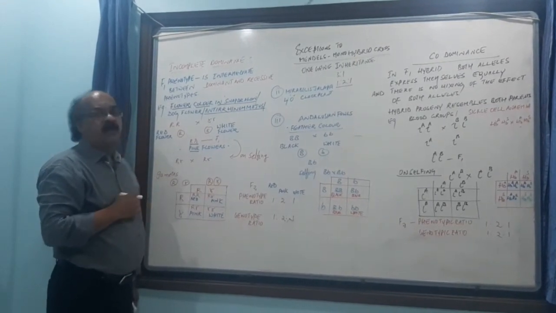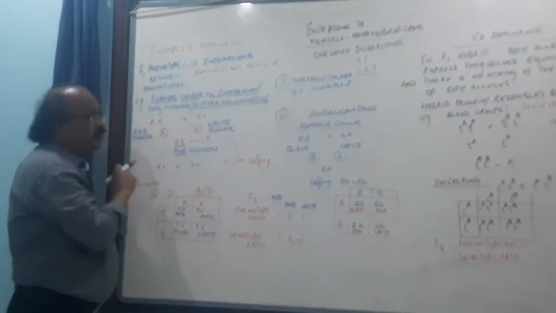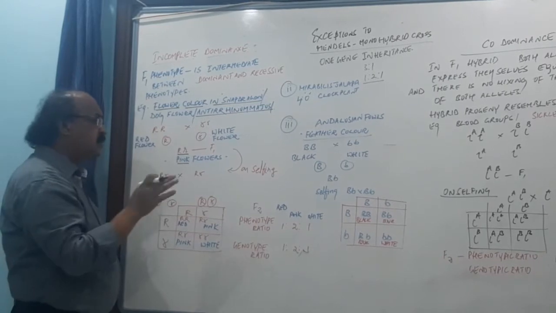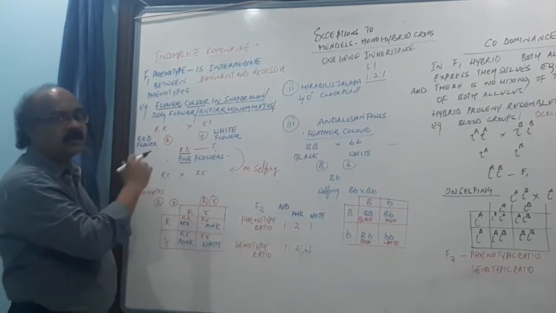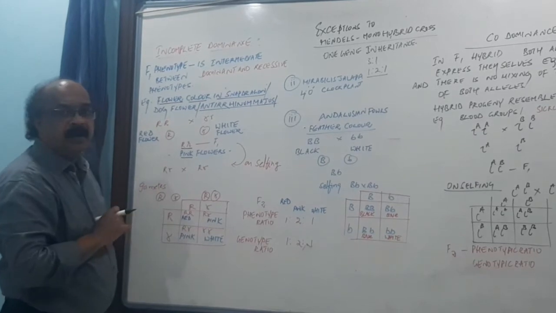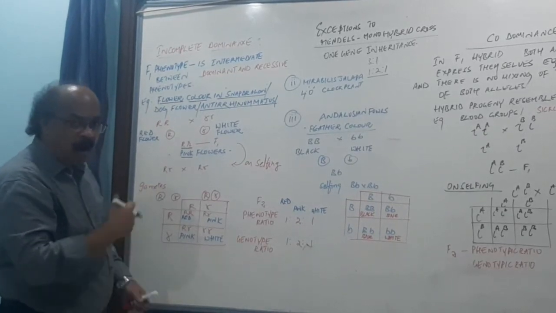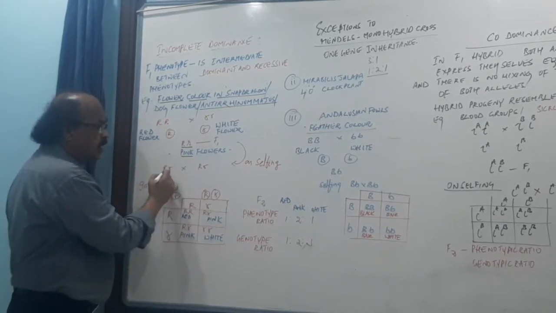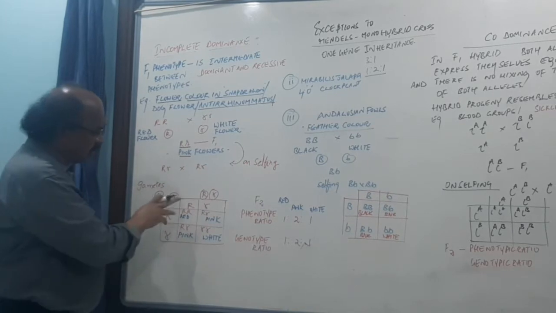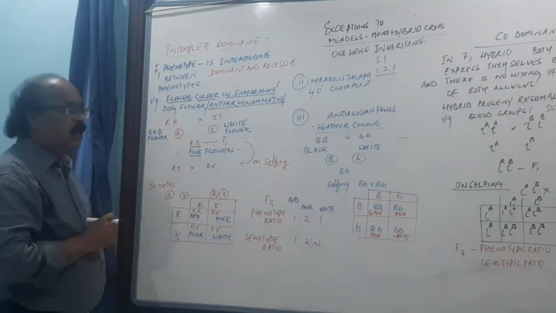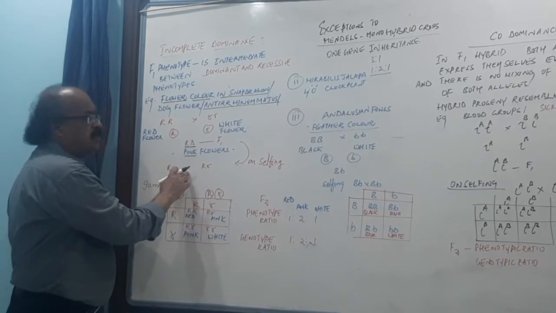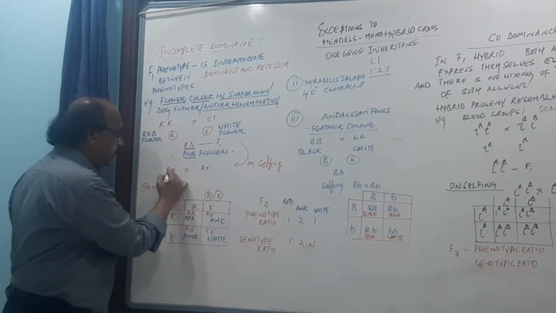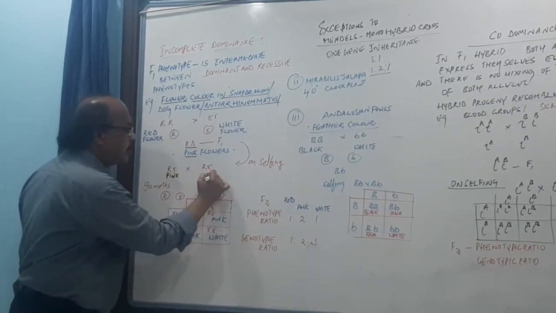Actually, according to the law of dominance, F1 must resemble the dominant parent, but it is not resembling the dominant parent. In between the dominant and recessive, the flowers are pink in color. On selfing, when you make a cross of a pink flower with a pink flower, capital R, small r crossed with capital R, small r, you get F2.